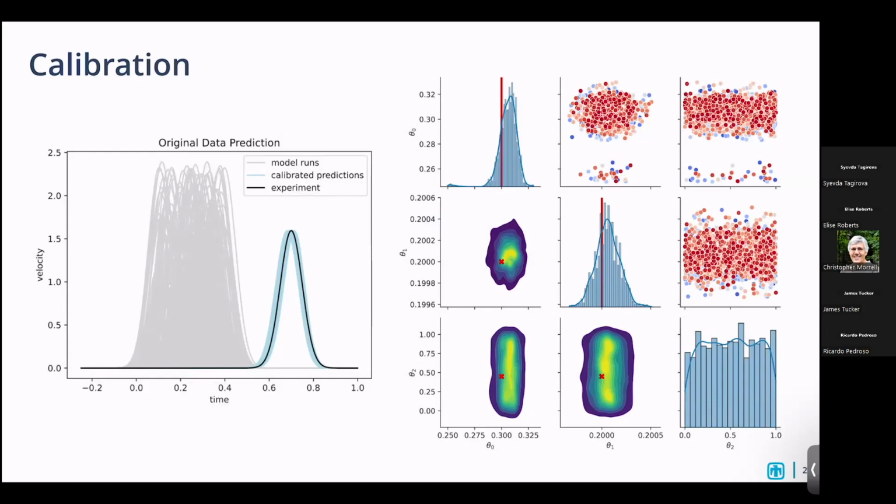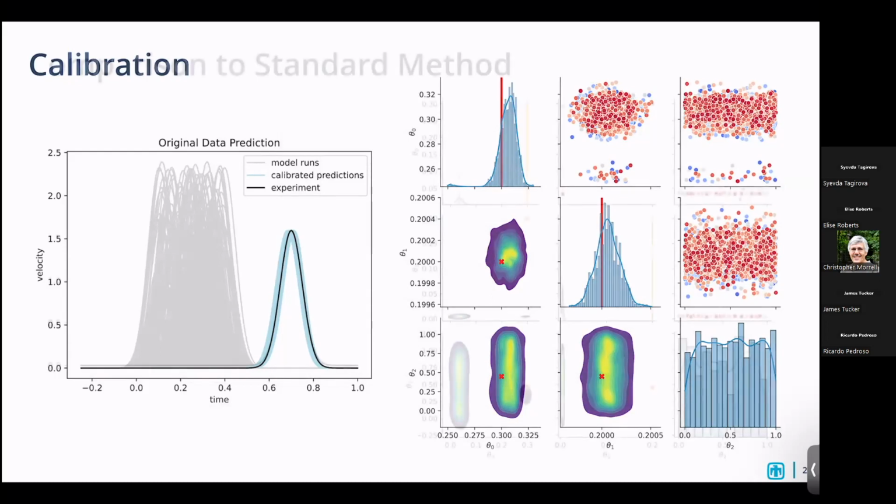We had slightly different true parameters for this experiment. The true parameter was 0.3 for theta 0, and 0.2 for theta 1. And again, we had our theta 2 as our nuisance variable. We have good posterior coverage over our true values and overall good sampling.